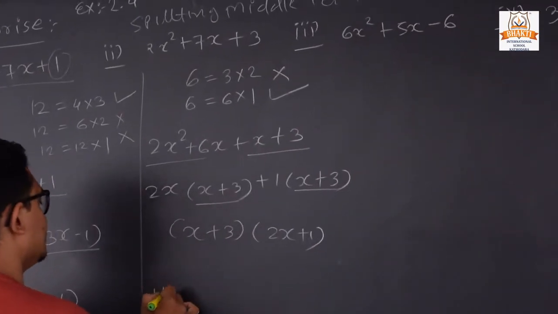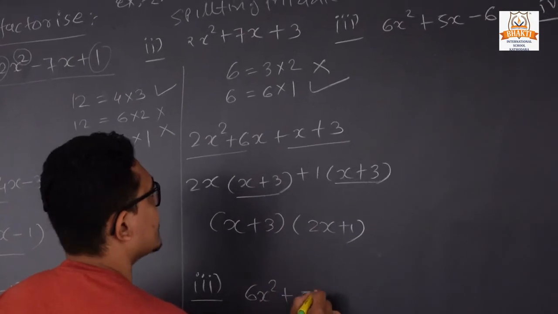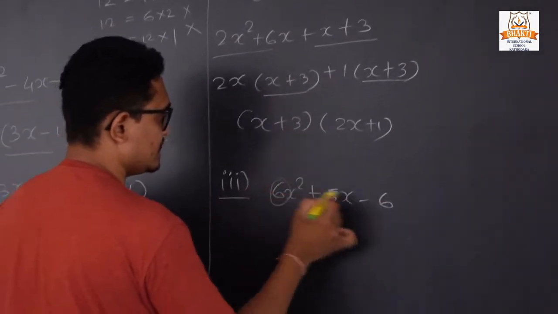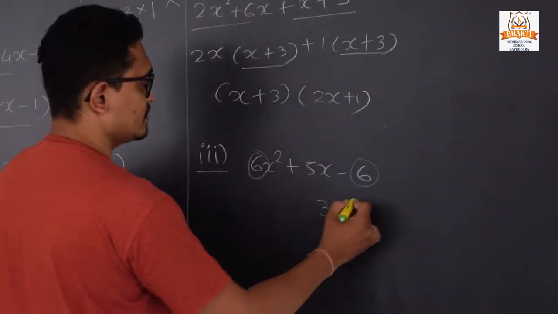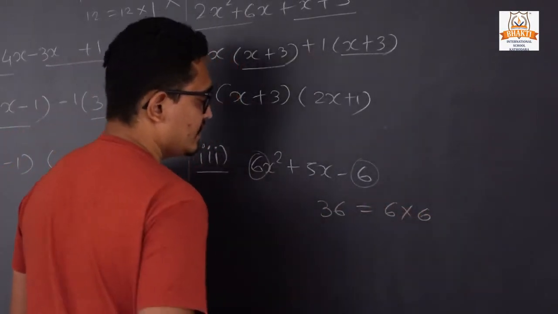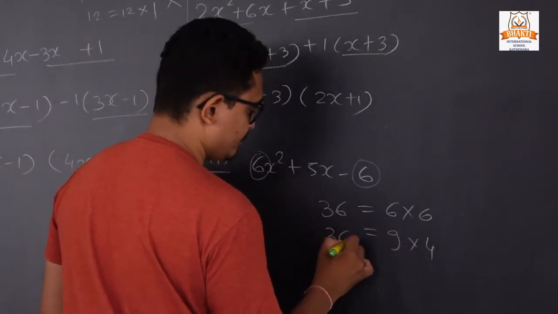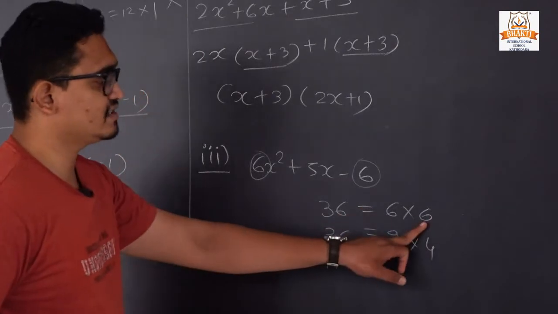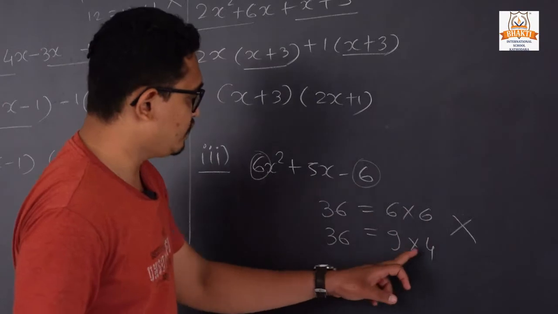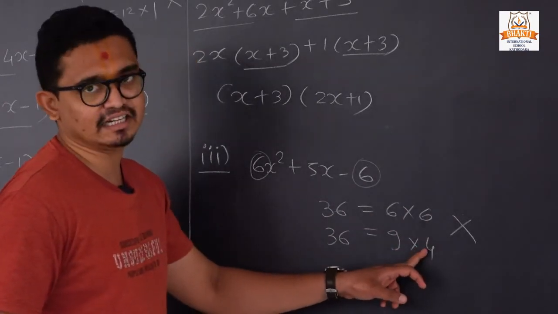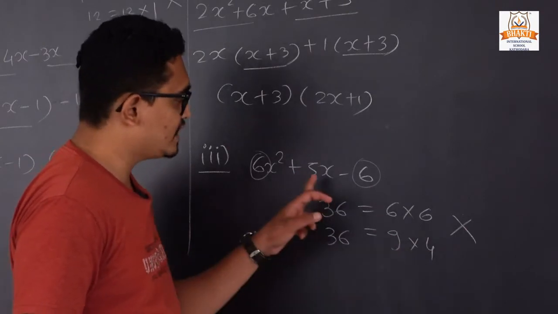Now our question number 3. In question number 3, see that 6x square plus 5x minus 6. So 6 and 6, so it will be 36. So what is the factor of 36? 6 6s are 36, then 9 4s are also 36. So 6 plus 6 is 12, so this is not our factor. And 9 4s are, so 9 plus 4 will be 13. But here we require 5.